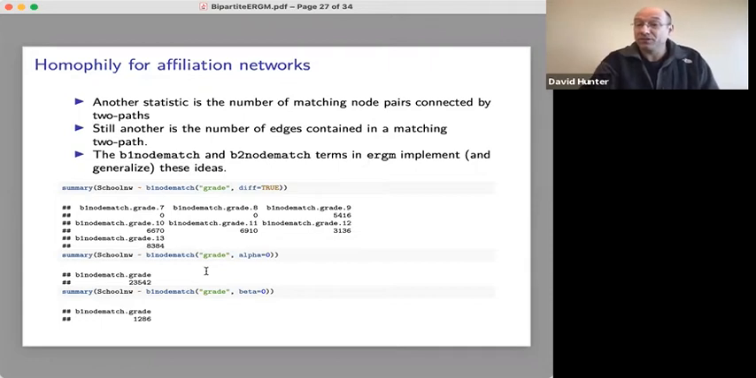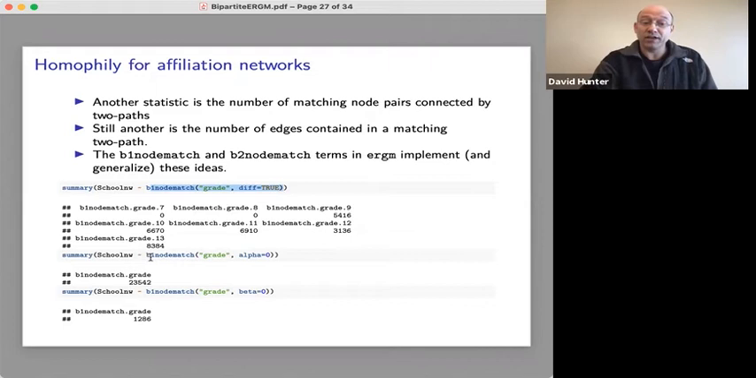These concepts are all implemented by a couple of terms in the ERGM package called B1 node match and B2 node match. The B1 and B2 refer to whether we're talking about the first mode or the second mode of the bipartite network. What we can see illustrated first is B1 node match on grade, diff equals true. So now we want a separate measure of homophily for each of the levels of grade. You can see that we get one for 7, 8, 9, 10, 11, 12, and 13. I forgot that there was a 13th grade in this particular data set.